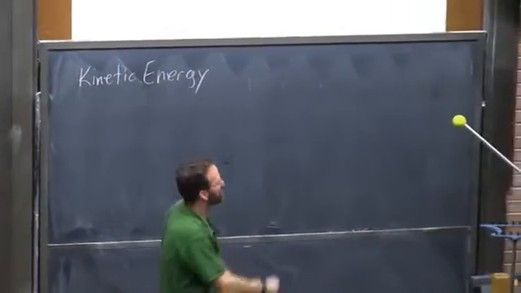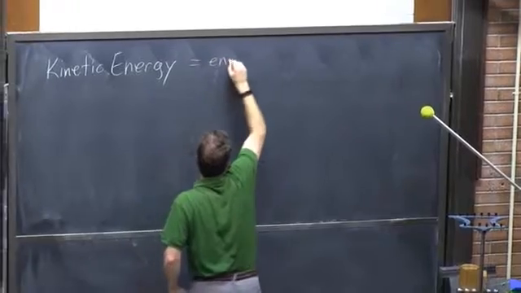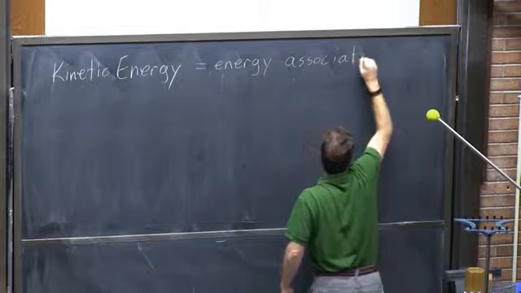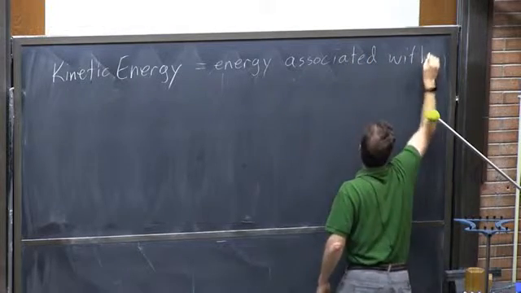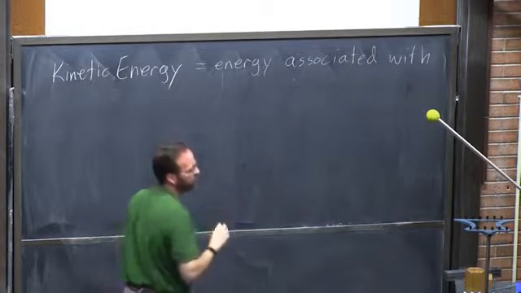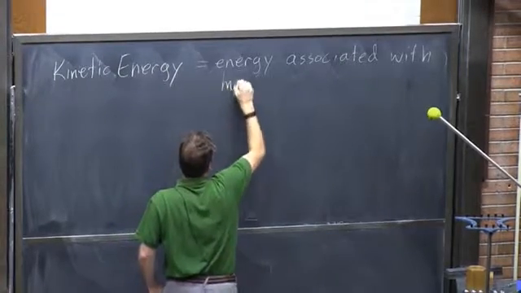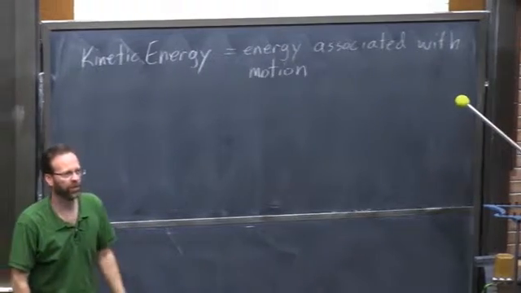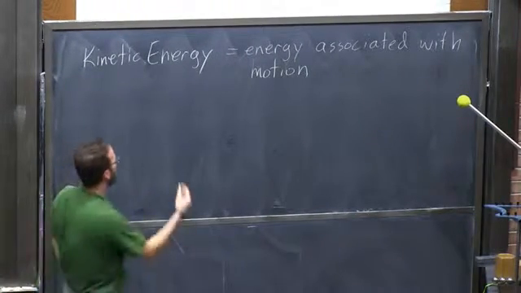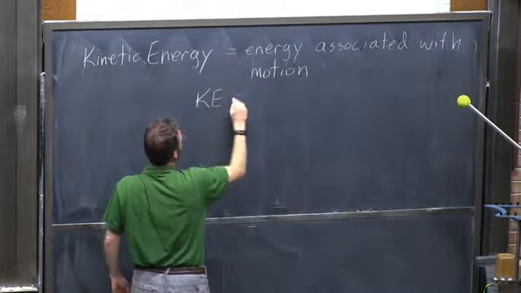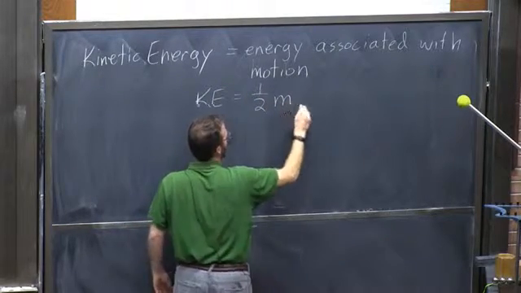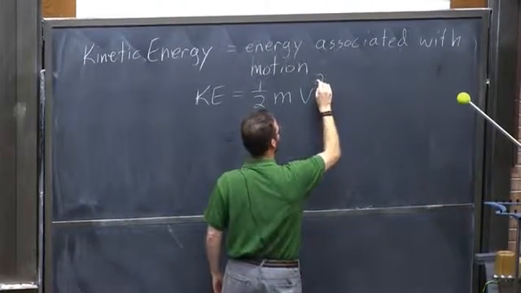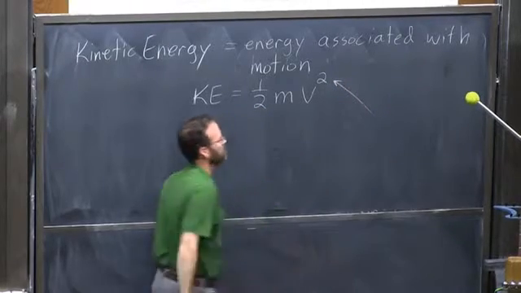So kinetic energy is the energy associated, and many of you have probably been exposed to kinetic energy before, but it's the energy associated with motion. So if you're not moving, you have no kinetic energy. And it's 1/2 mass times velocity squared. And this is important.